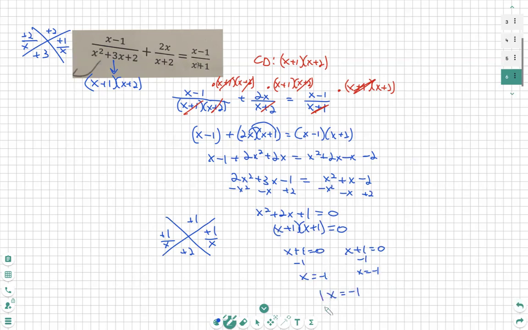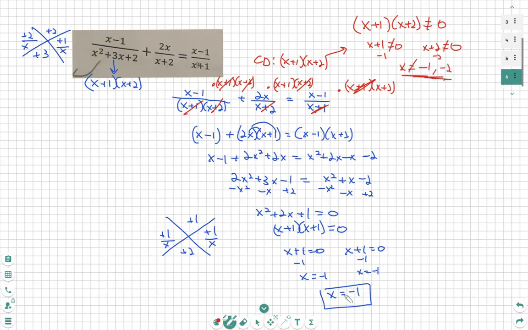Now, we are close to finding our solution, but what we need to double check is our denominators. We go back to our common denominator. x is not allowed to equal anything that creates the common denominator to be 0. So we say the common denominator cannot be 0. (x + 1)(x + 2) cannot be 0. x + 1 cannot be 0. x + 2 cannot be 0. Minus 1, minus 2. x cannot be negative 1 or negative 2.